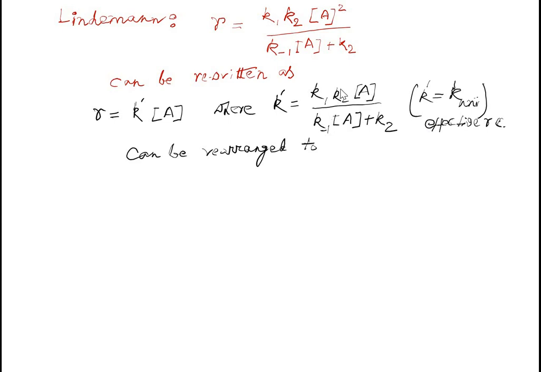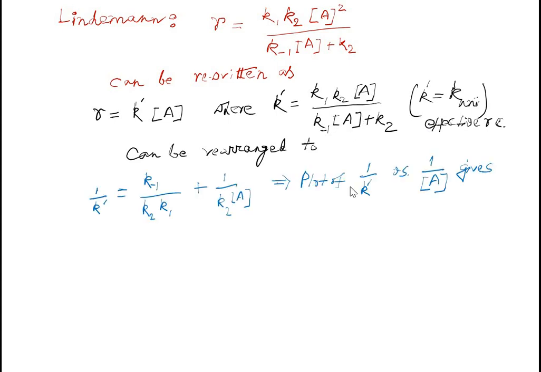Now this itself can be rearranged like this. Take the inverse: 1 by k prime is k minus 1 a by k1 k2 a. So a cancels out. It gives you k minus 1 by k2 k1, and here k2 by k1 k2 a, that means 1 by k1 a. Sorry, this would be k1 a. Yeah, this would be k1.